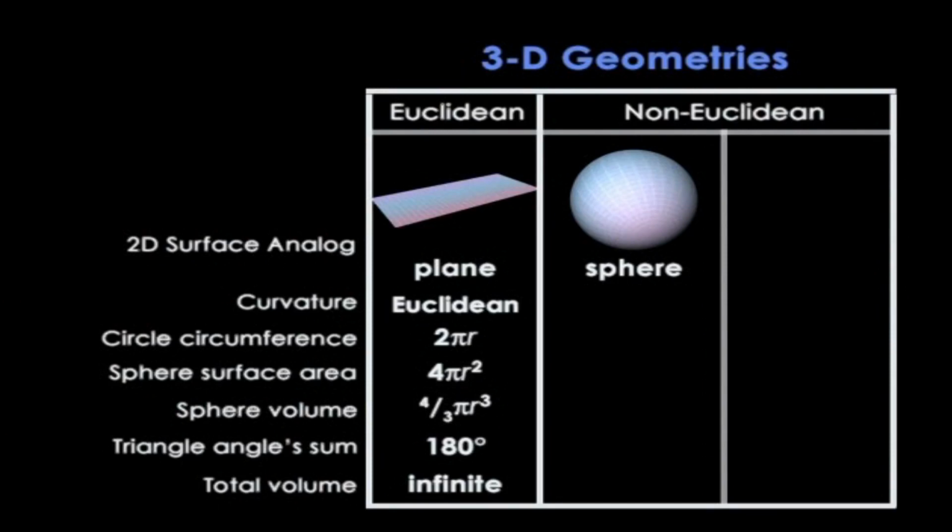In fact, here are the new rules for our non-Euclidean space. A circle's circumference is less than 2 pi r. A sphere's surface area is less than 4 pi r squared, and its volume is less than 4/3 pi r cubed. And the sum of a triangle's interior angles is more than 180 degrees. Finally, and perhaps most intriguingly, the volume of our curved three-dimensional space is finite.